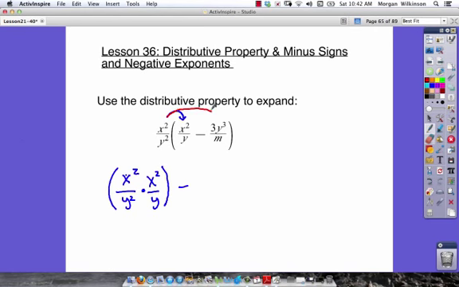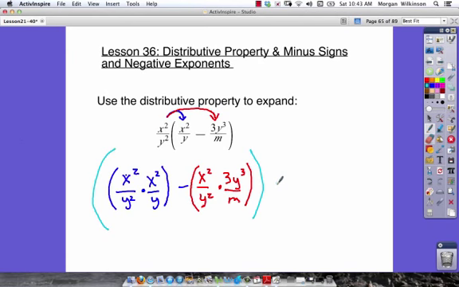The second part of using the distributive property is coming over to our next term. So we're going to get x squared over y squared, that was our original factor on the outside, times 3y to the third over m. Now this is in parentheses as well. Remember, this whole thing is in another set of parentheses, so we can put those on the outside.